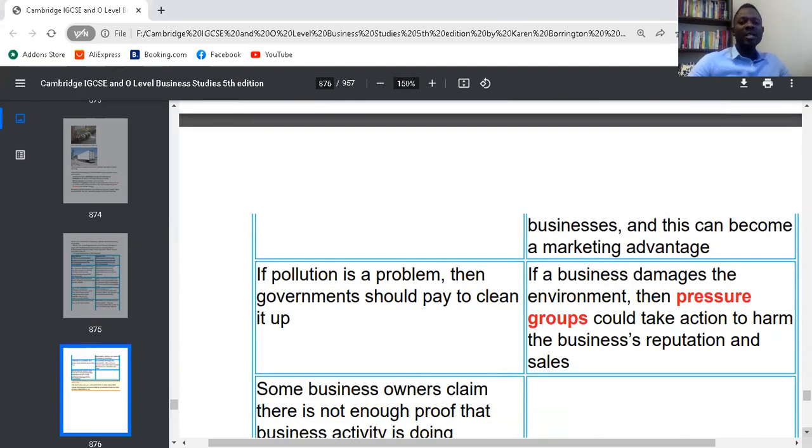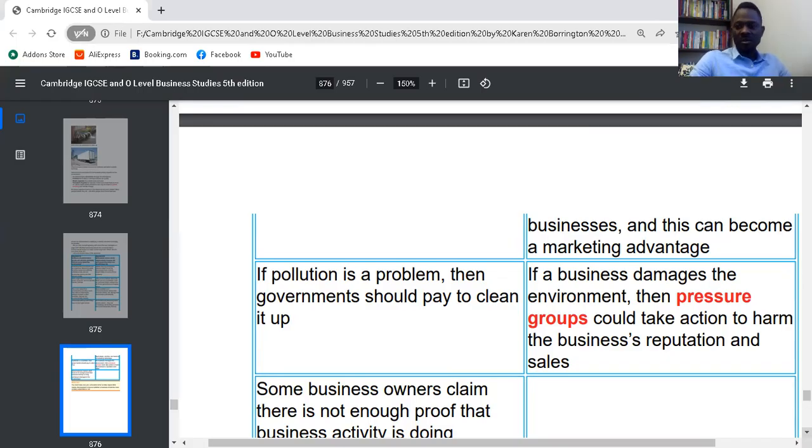So another argument in support of business being socially responsible is that customers are now aware. Now they have information about social responsibility, so they only want to deal with businesses that are socially responsible. So this might be a marketing strategy or a selling point for businesses that are socially responsible.